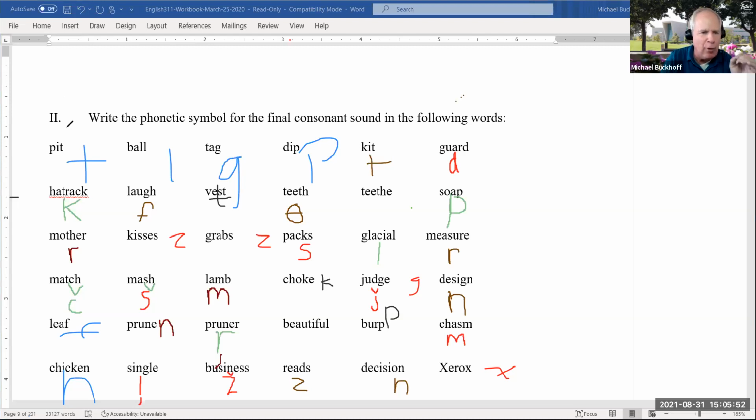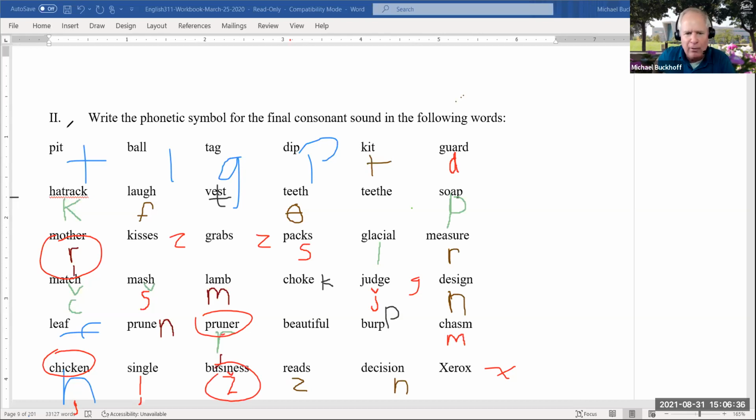Pit's good. Hat rack. Mother. Somebody change that one. Match. Good. Leaf. Good. Chicken. Change that one. Ball, laugh, kisses, mash, prune, good, prune, single, perfect, tag, vest, grabs is a Z, lamb, M, pruner. Somebody change that one. Business. No. The last sound. No, we got to change this one. What else? Dip, good, teeth, perfect.